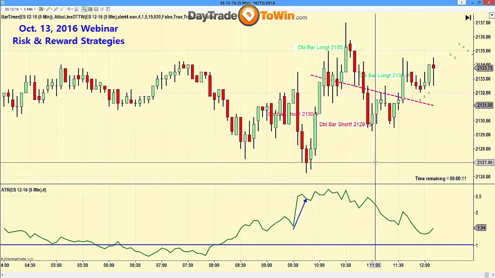Don't think it's the same. Markets are different in the beginning of the day as opposed to the middle of the day and at the end of the day.